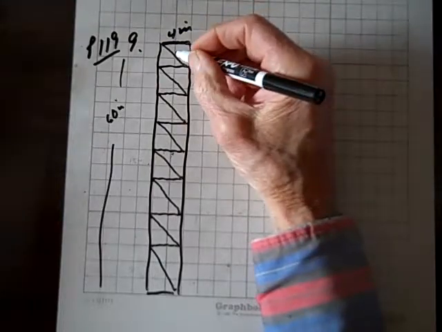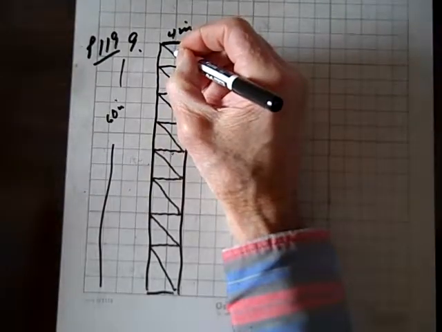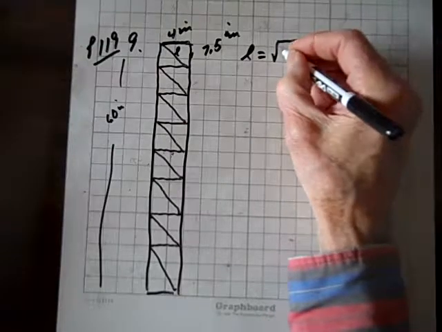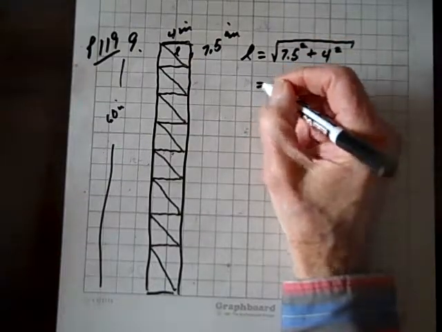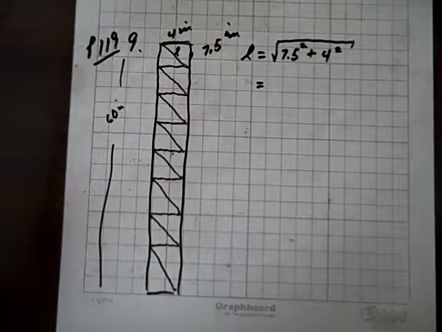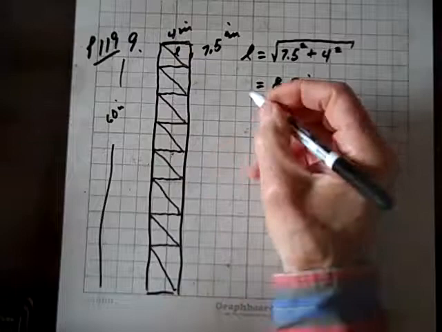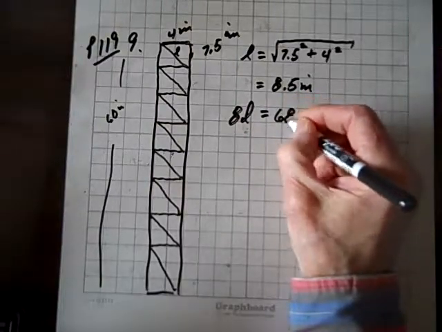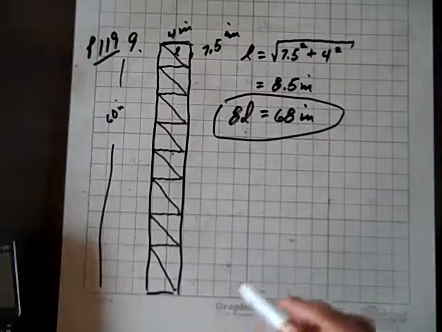Now the length of the hypotenuse, by the Pythagorean theorem, I'll just call this little L. So L equals the square root of 7.5 squared plus 4 squared. And when we compute that, we get 8.5 inches. Then if we multiply that by 8, 8L equals 68 inches. So we would need a piece of wire, heat tape, 68 inches long, and we're done.